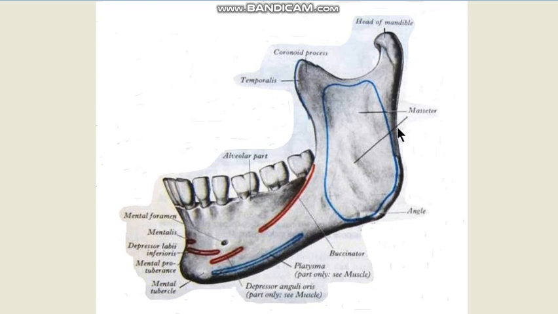And this posterior border of the ramus of the mandible is related to the parotid gland, because behind the mandible here you have the tympanic plate and the pinna of the external ear, and behind that somewhere here you have the mastoid process, and between the mandible and the mastoid process this is actually the space or the depression for the parotid gland. So to the posterior border of the ramus of the mandible you have the parotid gland.